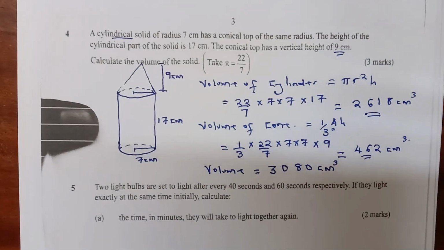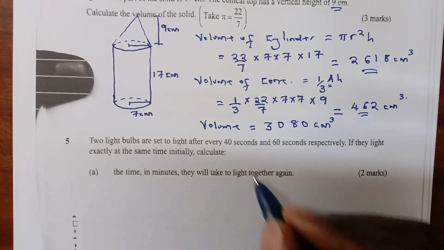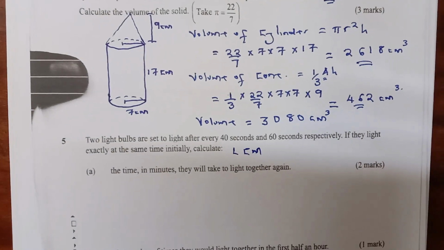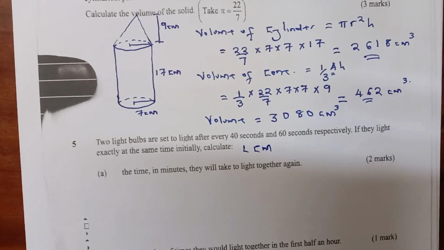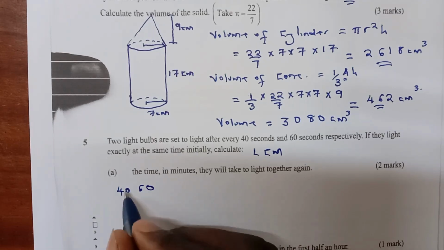Now, next, it is question 5. It says two bulbs are set to light after every 40 seconds and 60 seconds respectively. If they light exactly at the same time initially, calculate the time, in minutes, they will take to light together again. Now, here they are testing on the knowledge of LCM. That means being able to find the LCM of 40 and 60, the two bulbs. So we'll try to find the LCM of 40 and 60.